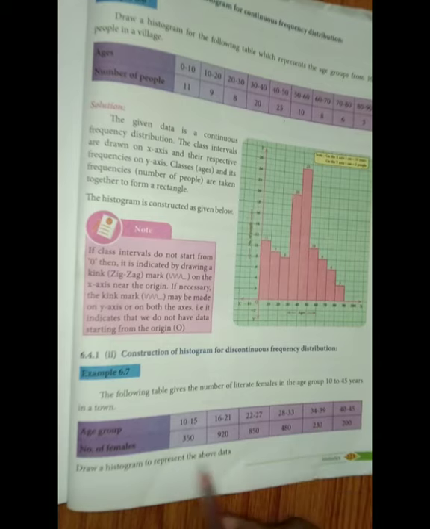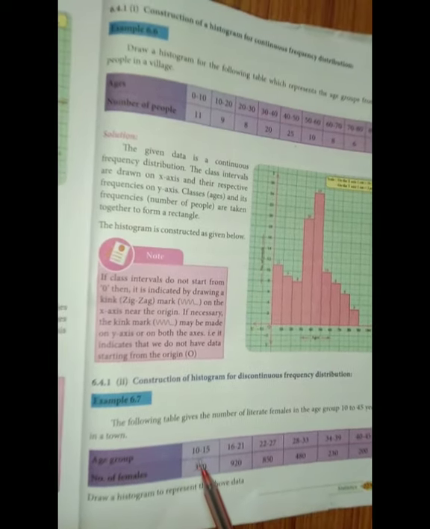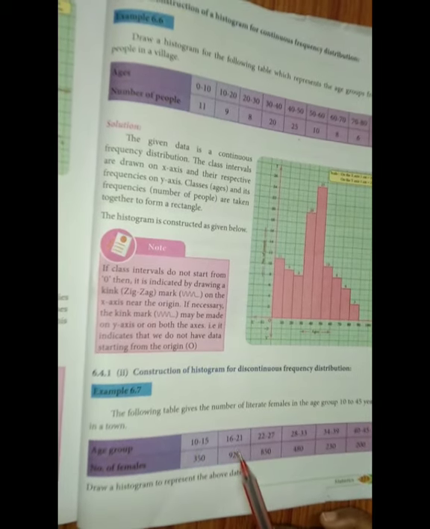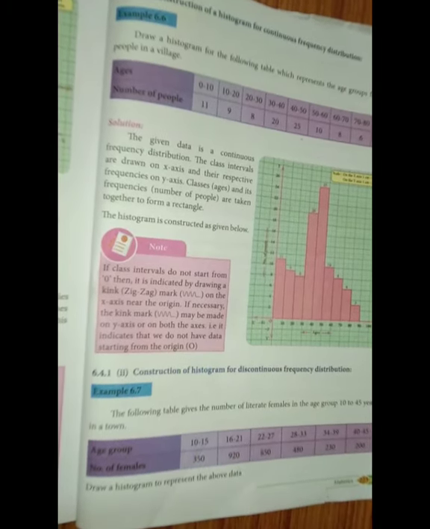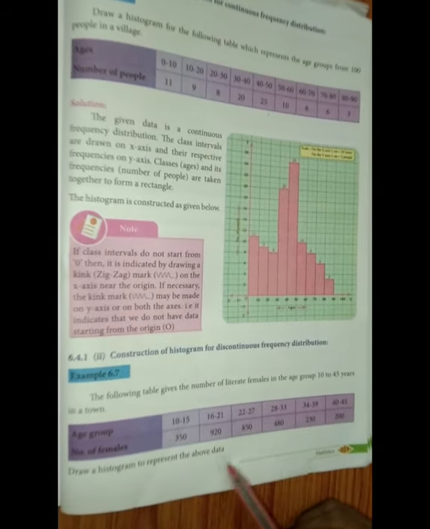So for the given tabular column, we are going to draw a histogram. First we need to check whether it is continuous or discontinuous. From the tabular column we can identify the first class interval is 10 to 15. The second class interval starts from 16 to 21. So it's not in continuous format, so we are going to use the adjustment factor. And one more thing, the class interval does not start from 0, so we are going to draw a kink break, that is a zigzag mark, in the graph.